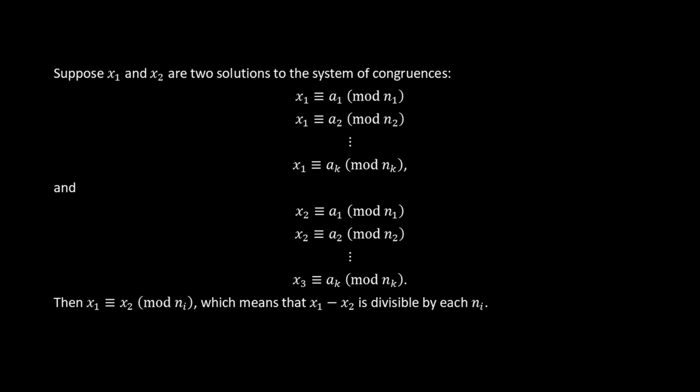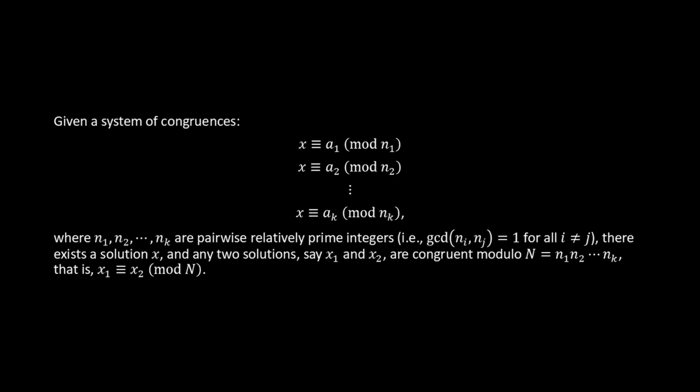x2 is divisible by each ni. Thus, x1 minus x2 is divisible by n = n1 n2 up to nk, i.e., x1 ≡ x2 mod n. So far I've shown the proof of the Chinese remainder theorem.